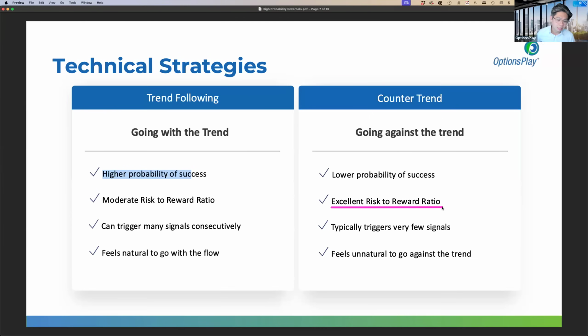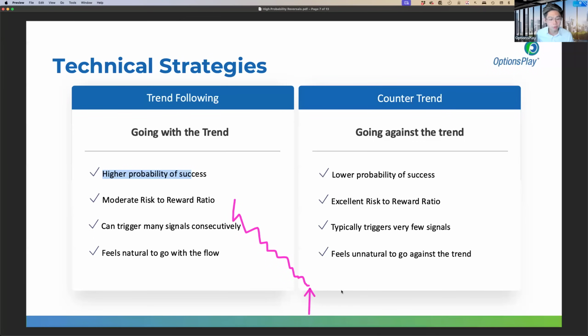Now, the other thing is that it typically triggers very few signals. So in this particular strategy, you have to be patient. They don't come very often, but when they do come, they tend to be really good signals, or signals that you can start with being a counter trend trade that then turns into a trend following trade. So once a new trend has been established, right?